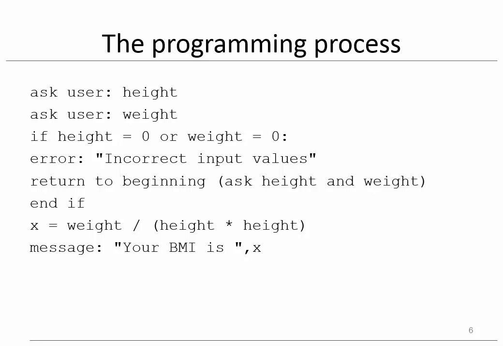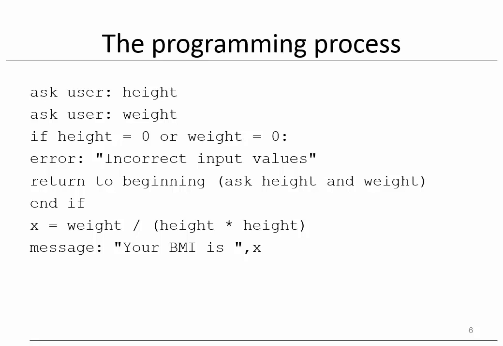Then, the next step in our pseudocode calculates the value of x. X actually represents the BMI, and it's calculated as the weight divided by the height times the height. Once we have done this, the program can finish and a message can be displayed stating your BMI is followed by the value of x. So you can see this is pseudocode. This is a very user-friendly way of starting to design a first solution or algorithm to the problem of calculating the BMI.